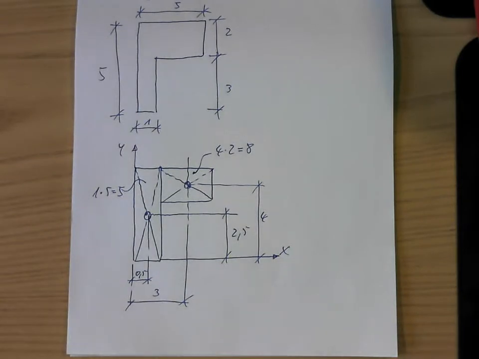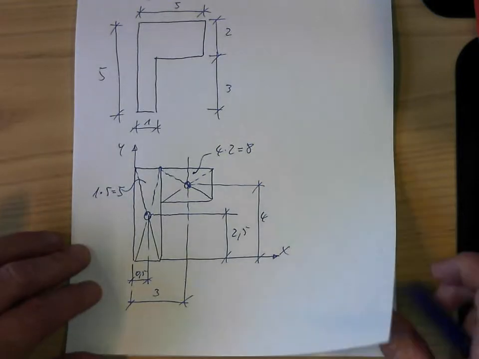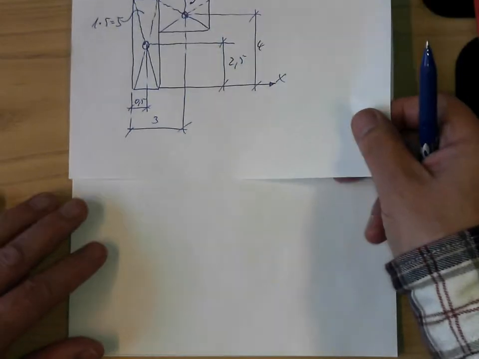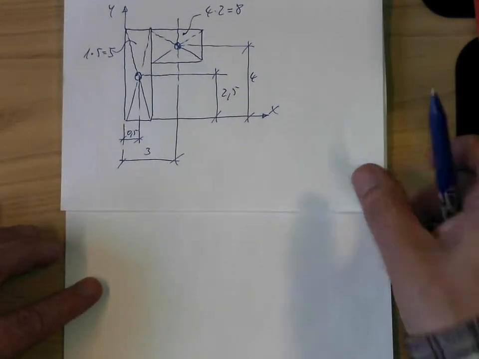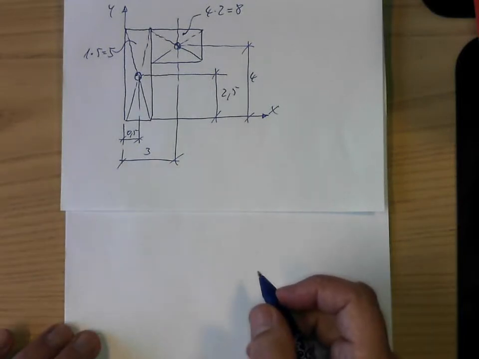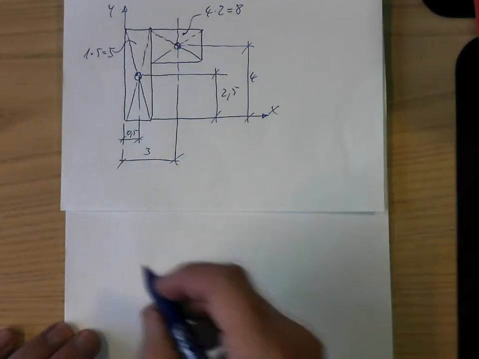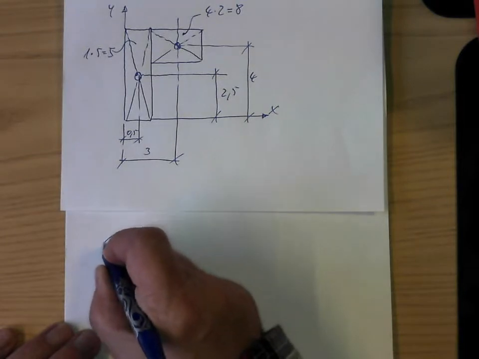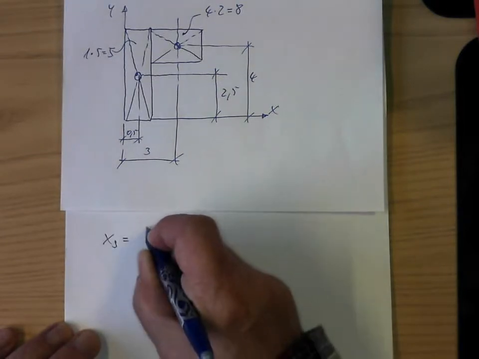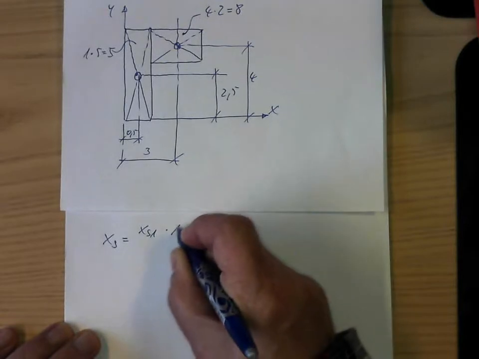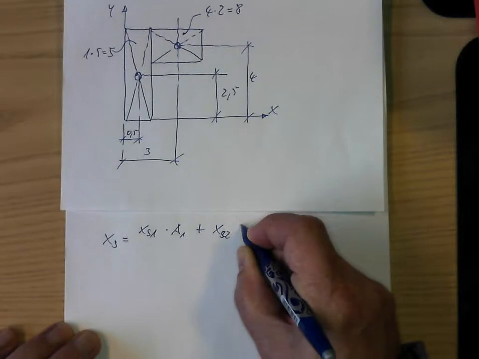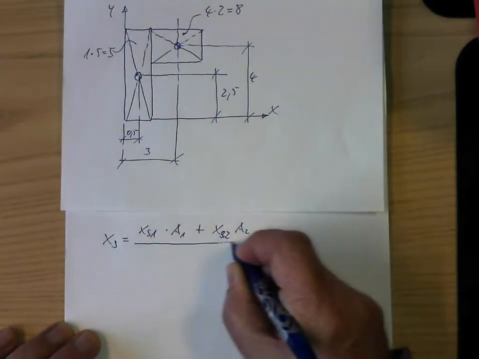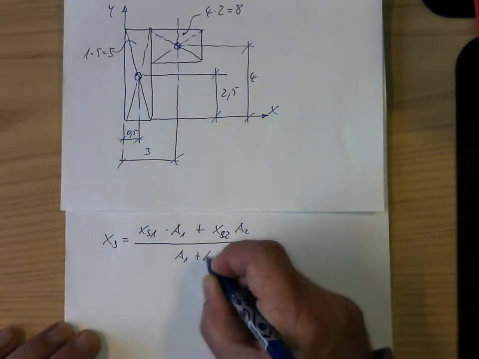And now we will calculate the position of the center of gravity of the whole construction here, and I move this picture in this direction here. Then I write down how we calculate the center of gravity of this whole area. I say in x direction, xs is xs1 times a1 plus xs2 times a2 divided by a1 plus a2.